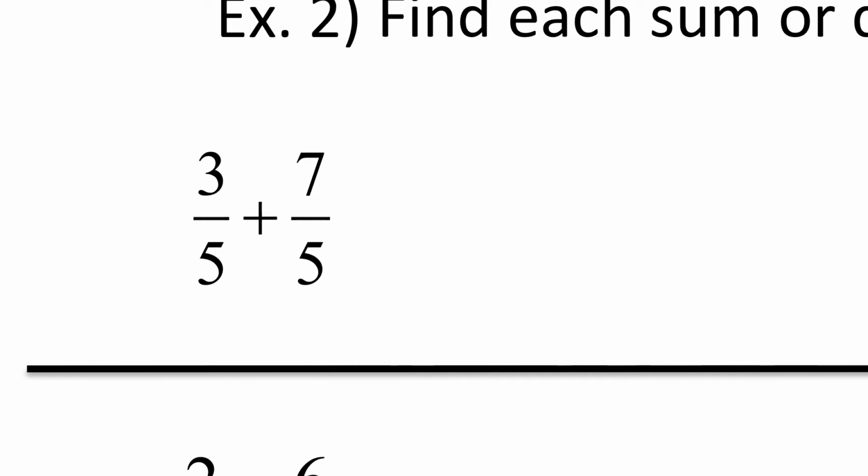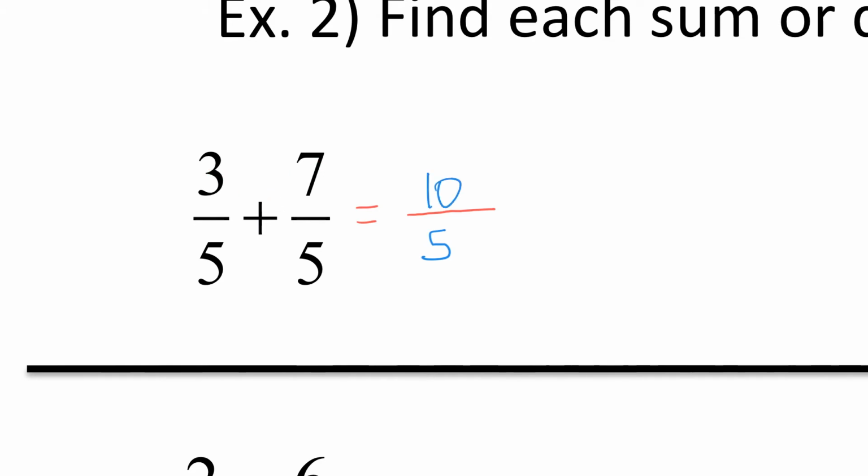All you do when you have the same denominator is use the rules of integers on the top, and you keep the denominator. So here, since we have the same denominator, I'm going to keep the 5 on the bottom. And I am going to add the top. 3 plus 7, that's going to be 10.